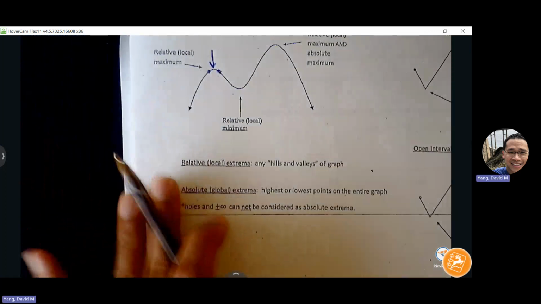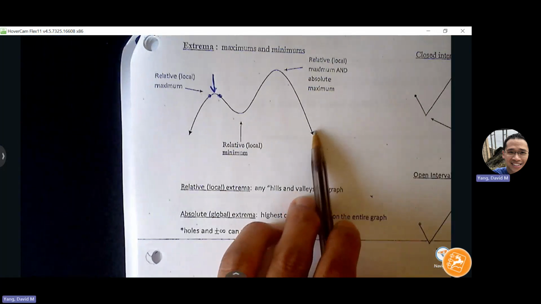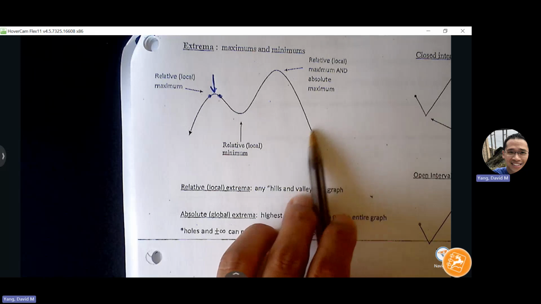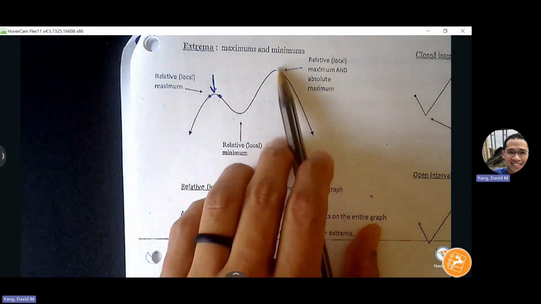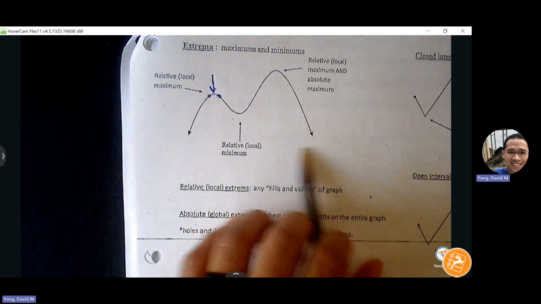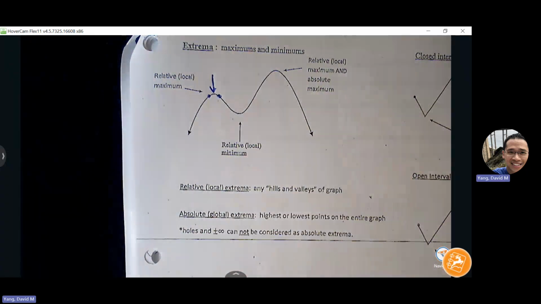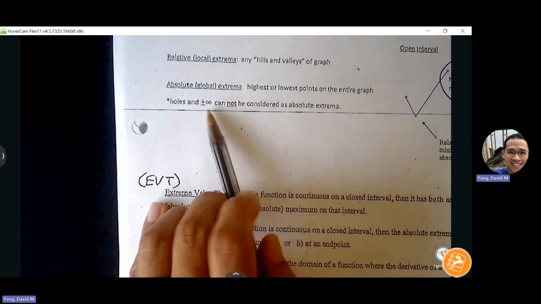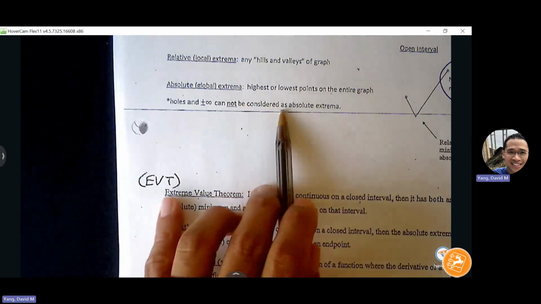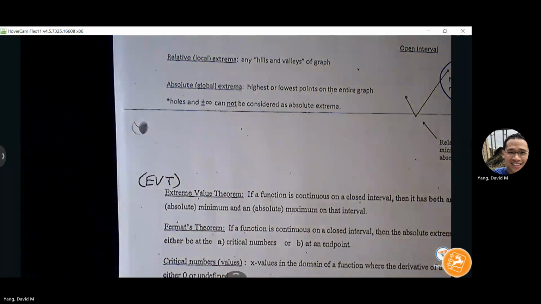Same thing here. You see this arrow? This arrow tells us the graph is continually going down. So there is an absolute maximum here, but there is no absolute minimum, because negative infinity is not considered a real number. So we don't think of that as an absolute minimum. Holes and plus or minus infinity cannot be considered as absolute extrema. There's no absolute maximum in that open interval because there's a hole there.